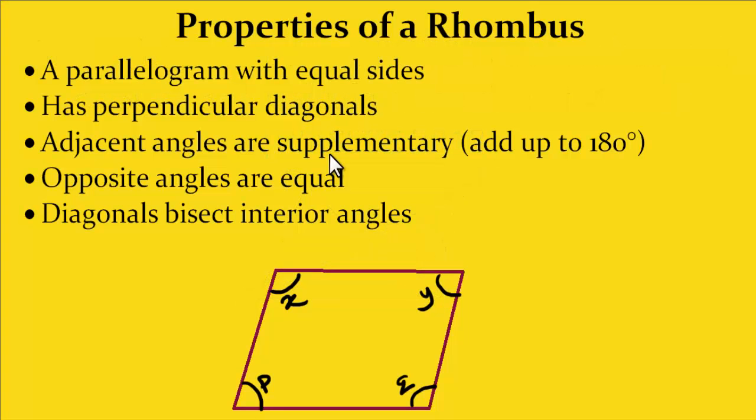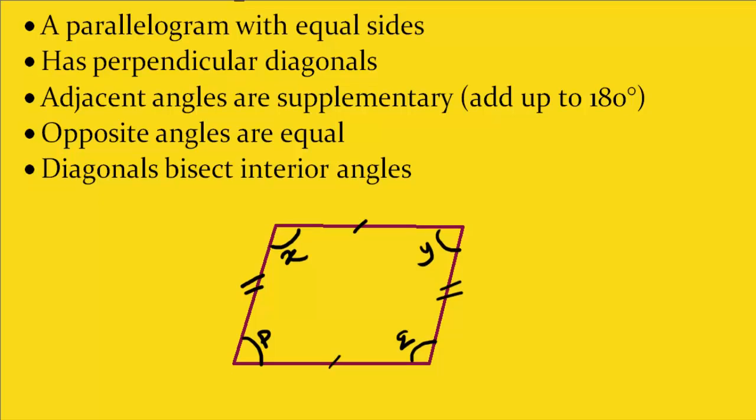It's a parallelogram with equal sides, and so that means, if you look at this sketch here, its opposite sides are parallel. So those two sides are parallel, and this side are parallel, and it has equal sides. So all its sides have an equal length. That's what that means. It has perpendicular diagonals. Its adjacent angles are supplementary. Its opposite angles are equal. Its diagonals bisect interior angles. So I'm just going to visit the other properties.